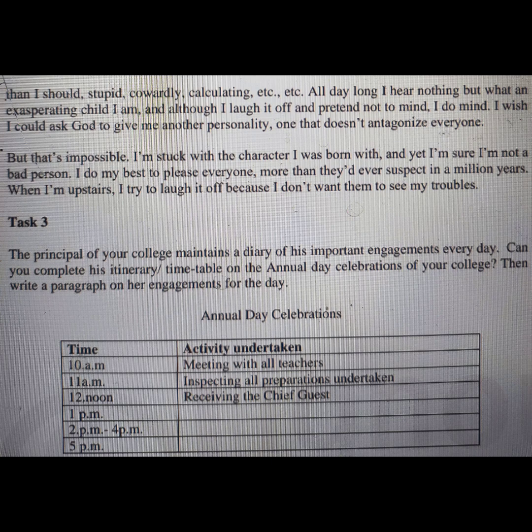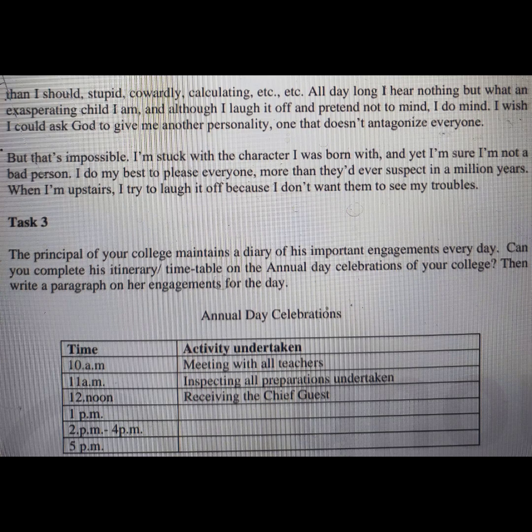I wish I could ask God to give me another personality, one that doesn't antagonize everyone. But that's impossible. I'm stuck with the character I was born with, and yet I'm sure I'm not a bad person. I do my best to please everyone, more than they'd ever suspect in a million years. When I'm upstairs, I try to laugh it off because I don't want them to see my troubles.